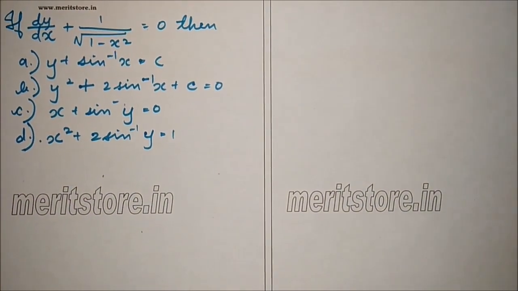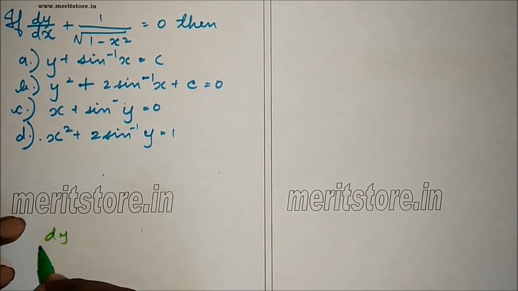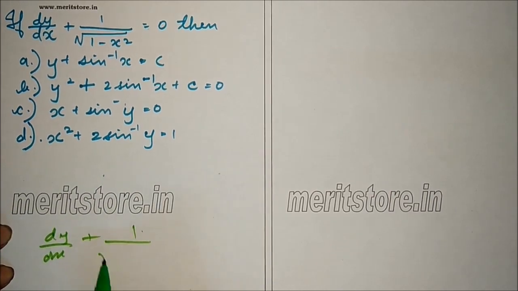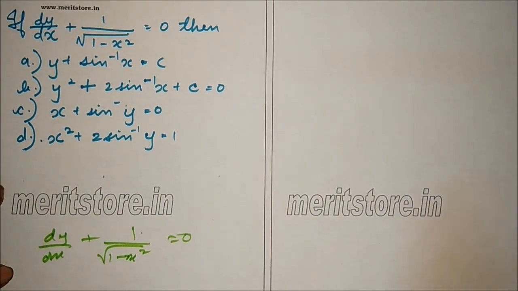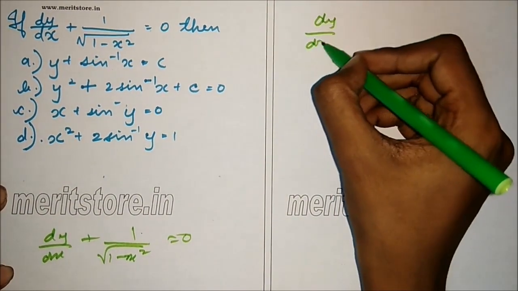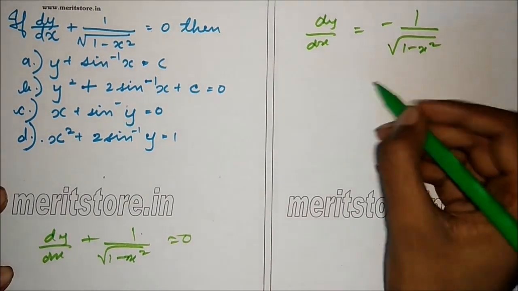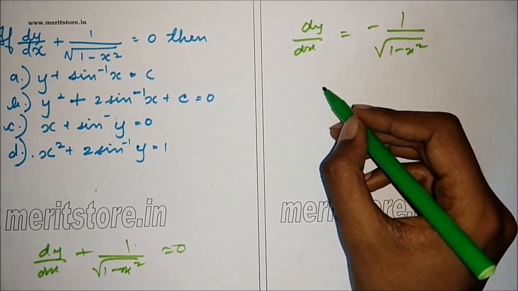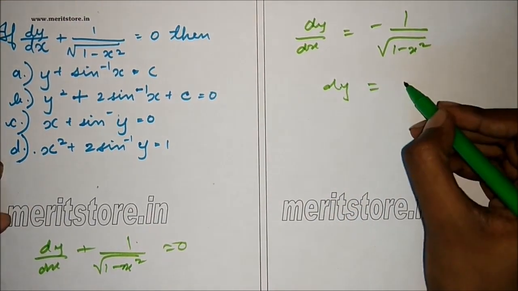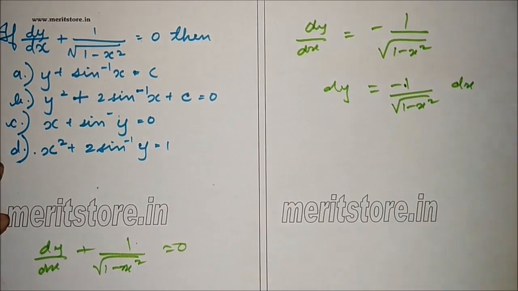If dy by dx plus 1 by root of (1 minus x square) equals 0, then the solution is, so given is dy by dx plus 1 by root of (1 minus x square) is equal to 0. So rearranging terms, we get dy by dx equals minus 1 by root of (1 minus x square). So bringing x terms on one side and y terms on the other side, we get dy equals minus 1 by root of (1 minus x square) dx.